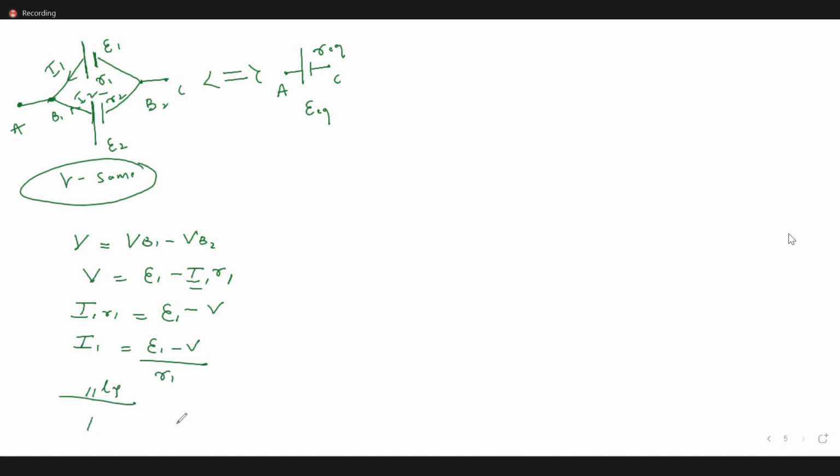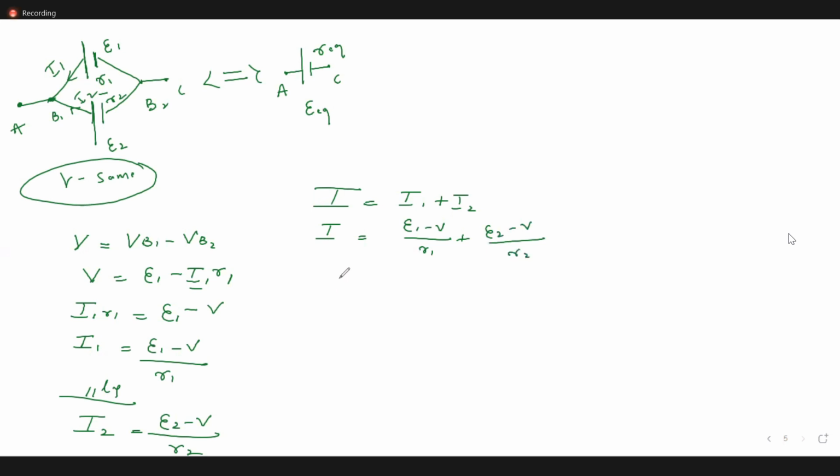Similarly, I will write I2 is equal to... Is it clear? So now let's check what is the total current. The total I is equal to I1 plus I2. Let me substitute that. I1 is (E1 minus V) divided by R1, plus I2 is equal to (E2 minus V) divided by R2.